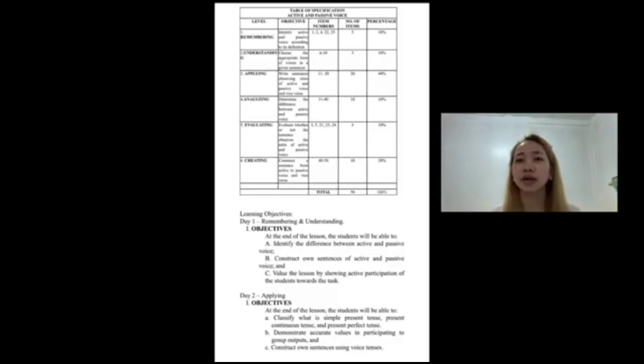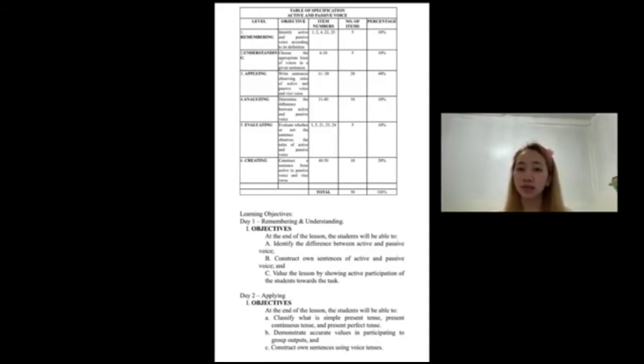are different ones. Good day everyone, I'm Rochelle Espinarejo and I'm going to discuss the grammar test, which includes the TOS, learning objectives, and the assessment. So first, I'm going to show you our day 1 objectives.